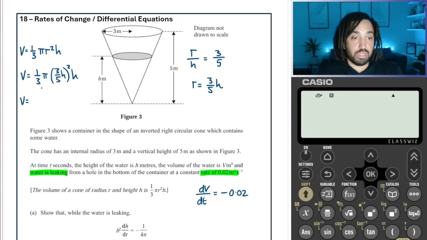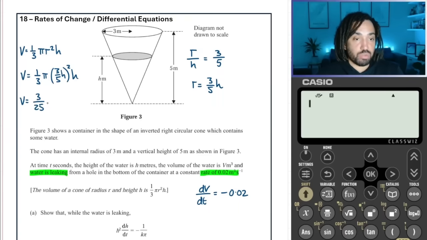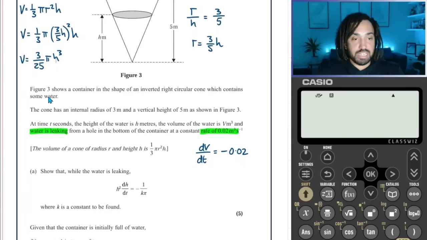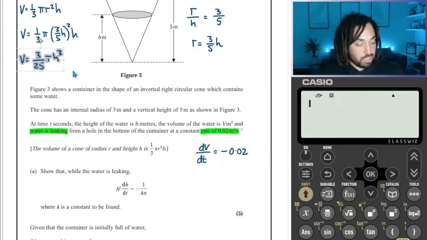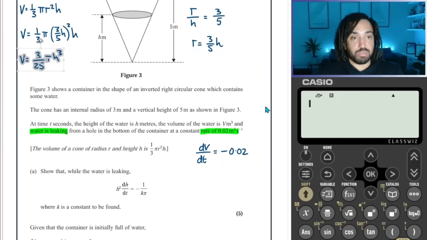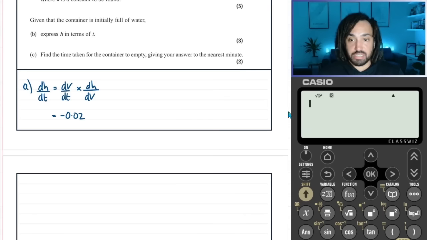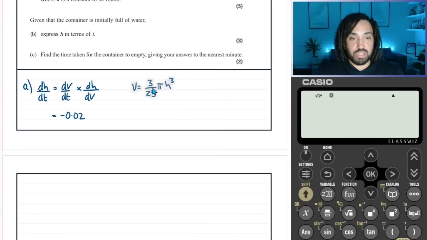Okay, so 3/5 squared is 9/25, times a third is 3/25. So it's 3/25 pi, and we get h squared from here, times h gives us h cubed. Okay, great. So we can take that now and differentiate it, because now it's just V in terms of h, which is exactly what we want. So we're going to bring it down here and differentiate it. Okay, so there it is.